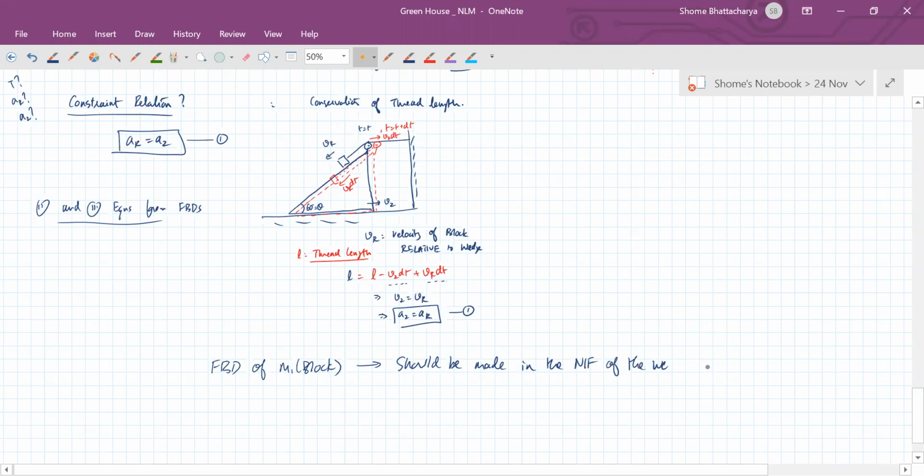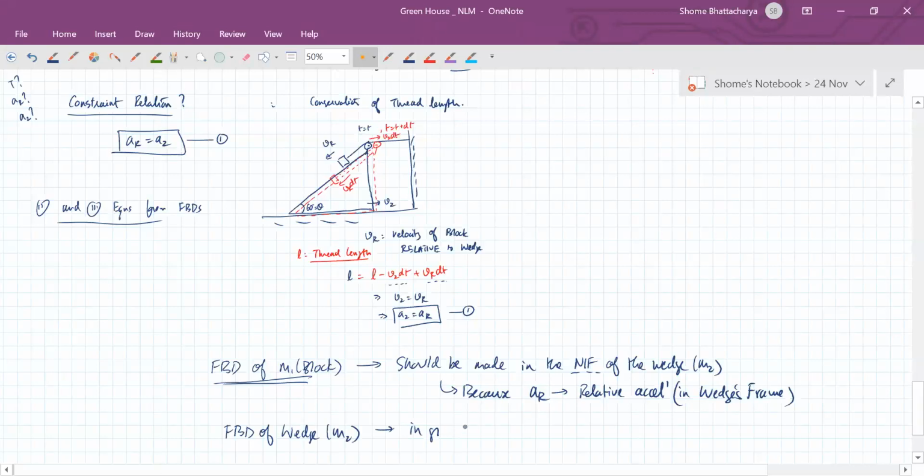Okay, M2. Why? Because the thing that we know, A_R, that is the relative acceleration, is in the wedge's frame. So that is why we have no option. We have to make this free body diagram in the non-inertial frame. Whereas the FBD of the wedge, that is M2, make that in the ground frame. So make these two FBDs and tell me the other two equations that we'll get. Okay. So after you finish writing down the constraint relation, please make these FBDs.